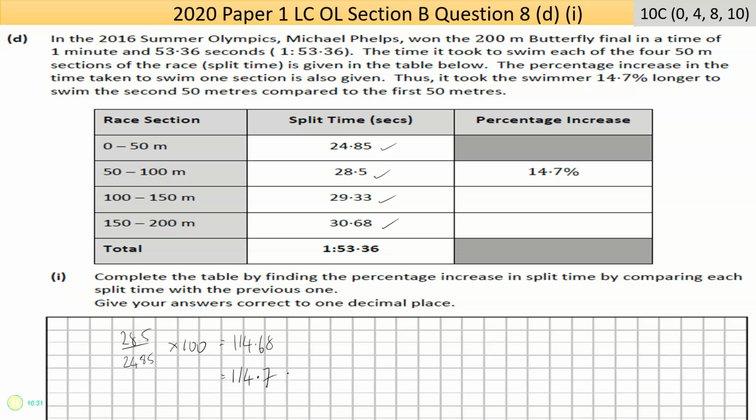Now, this can be broken into 100% and a 14.7. The 100% is the original time plus almost 15% extra. So you're just trying to identify that increase. The 100% is the same time. It was increased by 14.7.